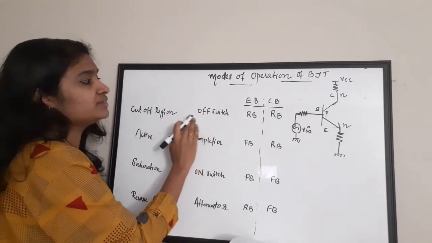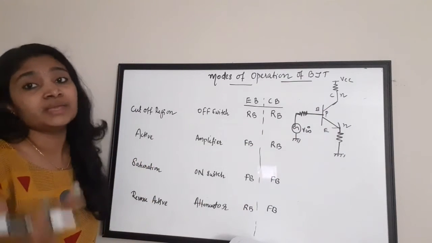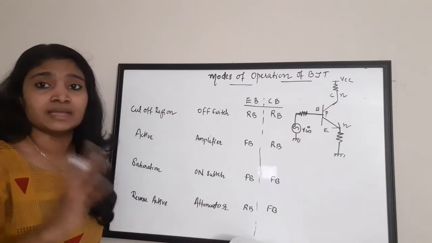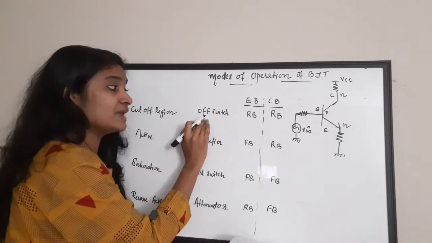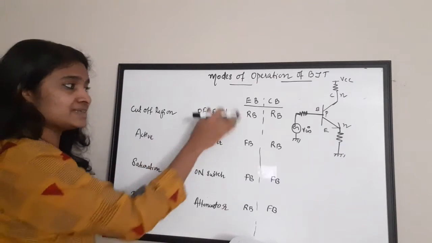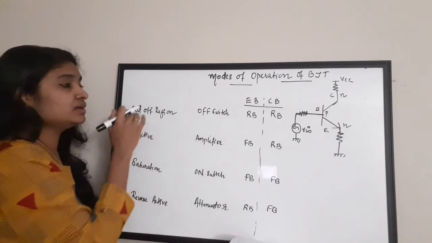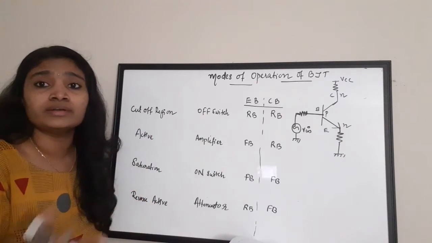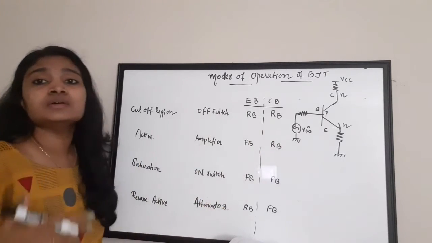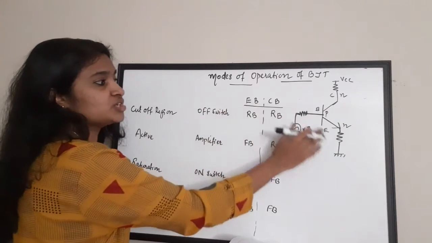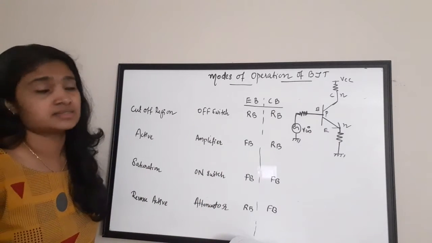In that cutoff mode, here I have drawn the symbol of an NPN transistor. You can also have a PNP transistor. There are two types of BJTs, NPN and PNP. In this cutoff region, it will act as an off switch, which is a non-conducting mode. So we say when the transistor is in the cutoff region, it is not working, it is not on. Both junctions are reverse biased here, that is the emitter base junction and the collector base junction.